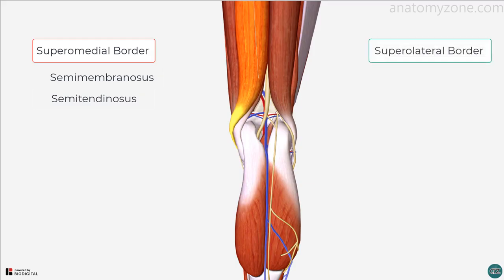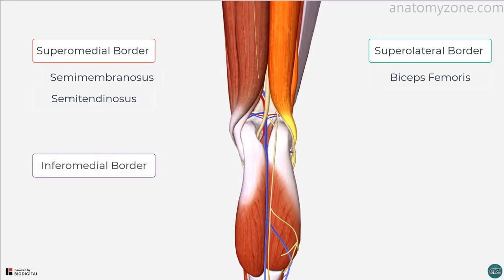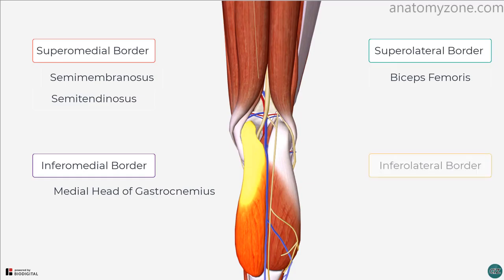Superolaterally, the boundary is formed by the biceps femoris muscle. The inferomedial boundary is formed by the medial head of the gastrocnemius. The inferolateral boundary is formed by the plantaris and the lateral head of the gastrocnemius muscle.